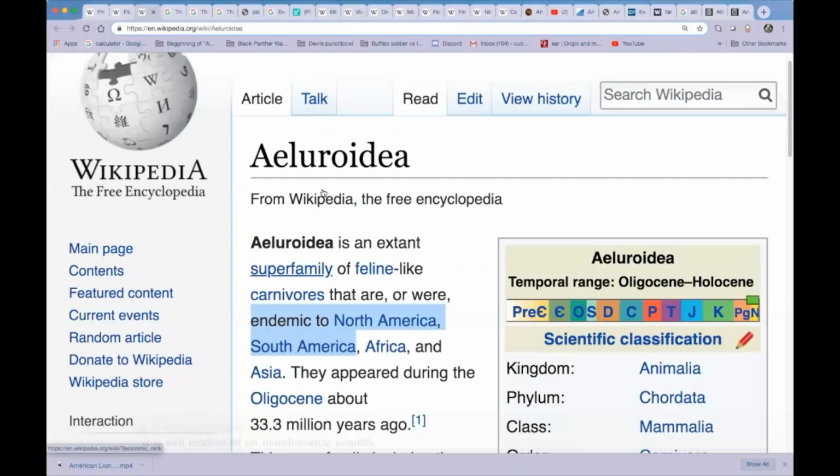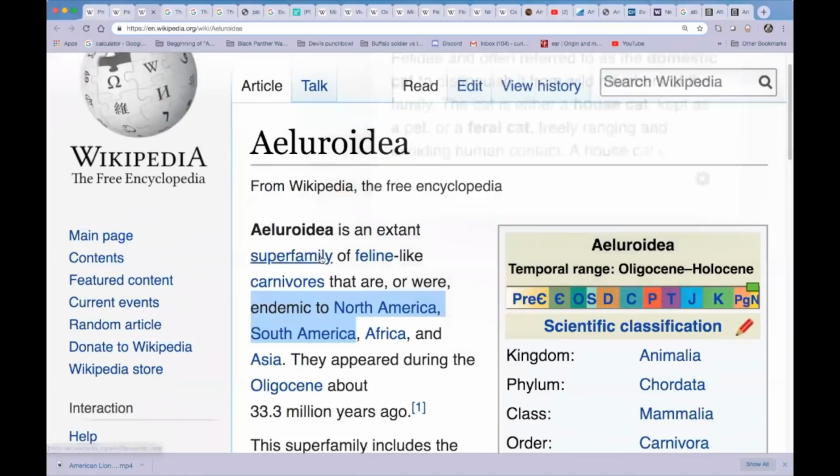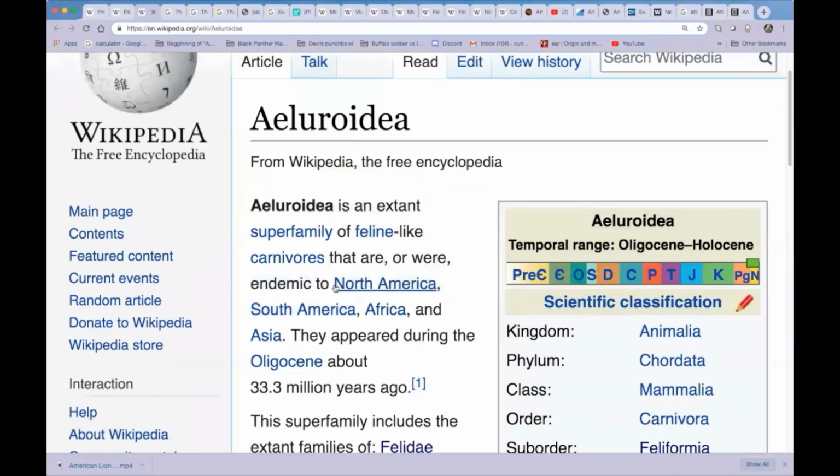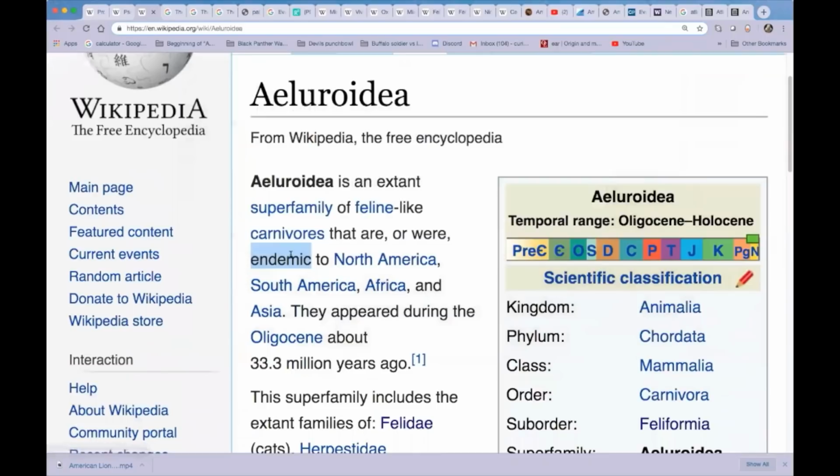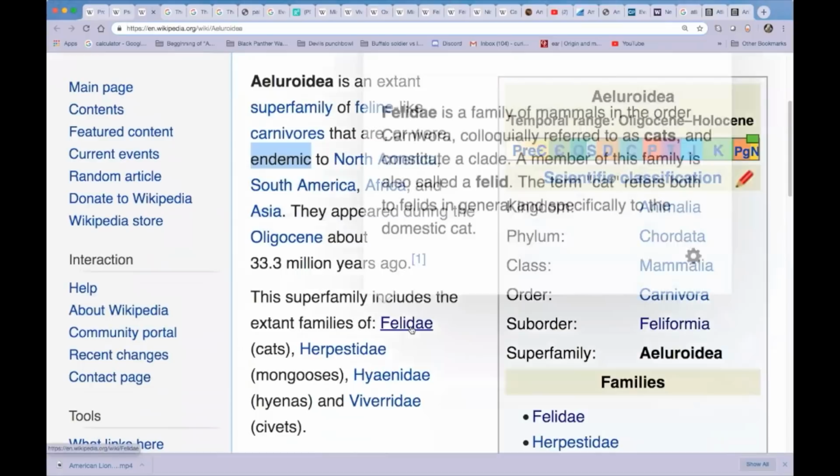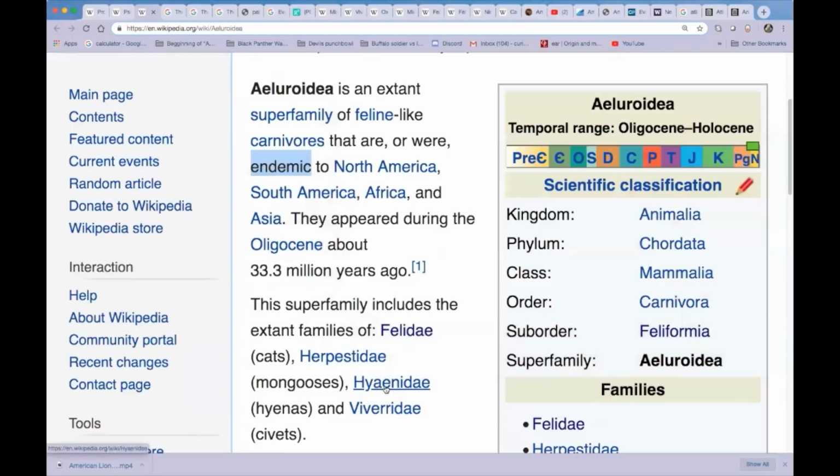Now let's read about the Feloidea. It is an extinct superfamily of the feline-like carnivores that are or were endemic to North America, South America, Africa and Asia. Endemic, what does endemic mean? Native or isolated to that region. The superfamily includes the families Felidae, cats; Herpestidae, mongoose; Hyaenidae; and Viverridae.